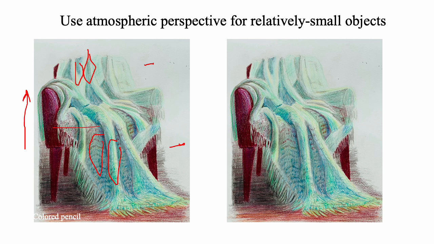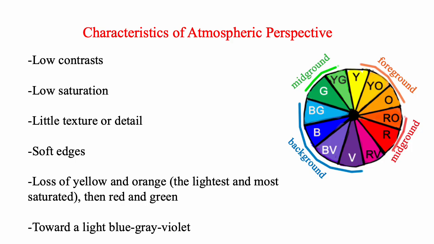Two other points. This area is the same distance from us, so it should have the same degree of texture and detail. This area has little detail or value contrast because it's being hit by the light. And when light hits an area, it interacts with particles and causes atmospheric perspective. Atmospheric perspective, then, is really about contrasts. We get decreasing contrast in value, saturation, texture, detail, and soft edges.